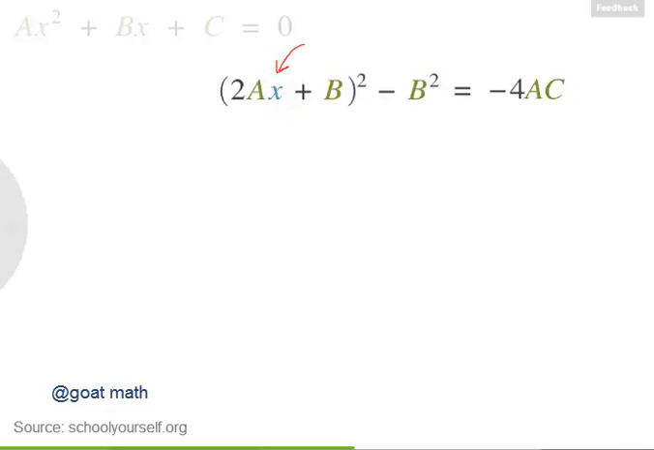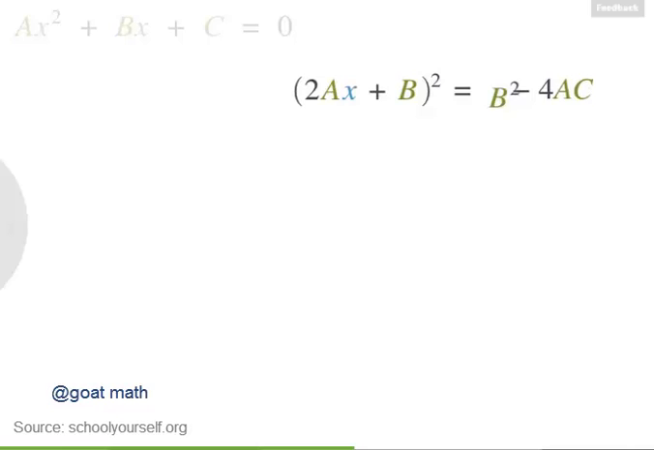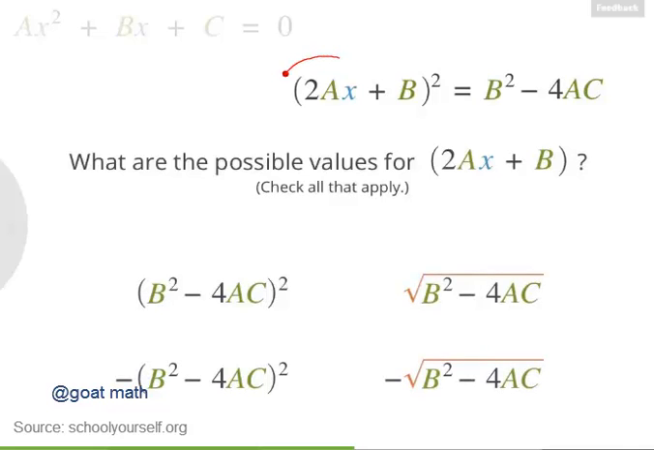So to solve for this x, let's add b^2 to both sides. These terms cancel out, and on the right we have b^2 - 4ac. So in this equation here, what are the possible values for 2ax + b?